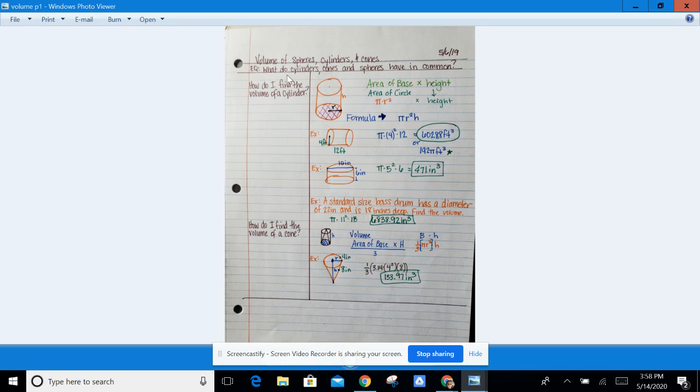On these notes, it says, what do cylinders, cones, and spheres have in common? That was our essential question, and I just break it down. How do I find the volume of a cylinder? Well, a cylinder is like a can of soup, right? What we learned before is when we find volume, we find the area of the base. In this case, the base is a circle. So how do I find the area of a circle? Pi times radius squared, and then we multiply it by the height. So basically, it's the area of a circle times the height.